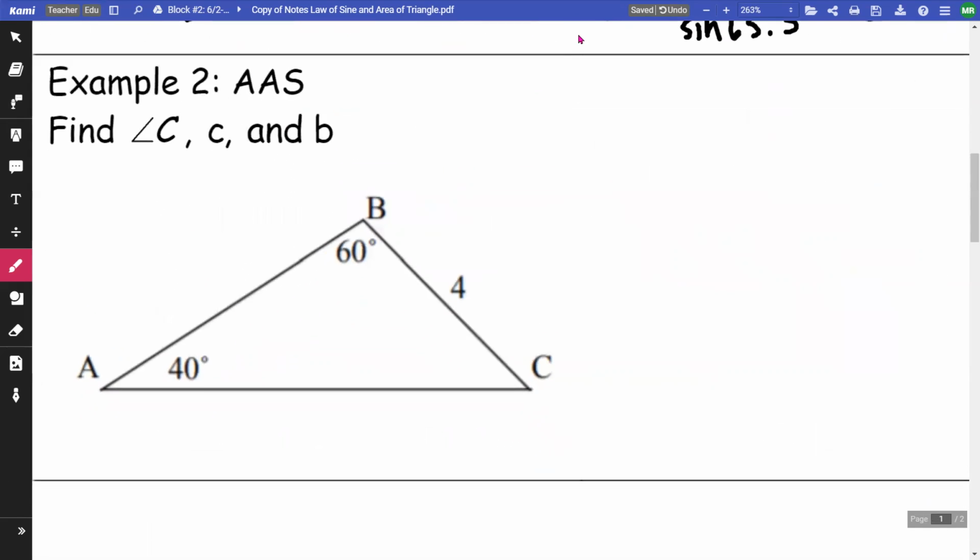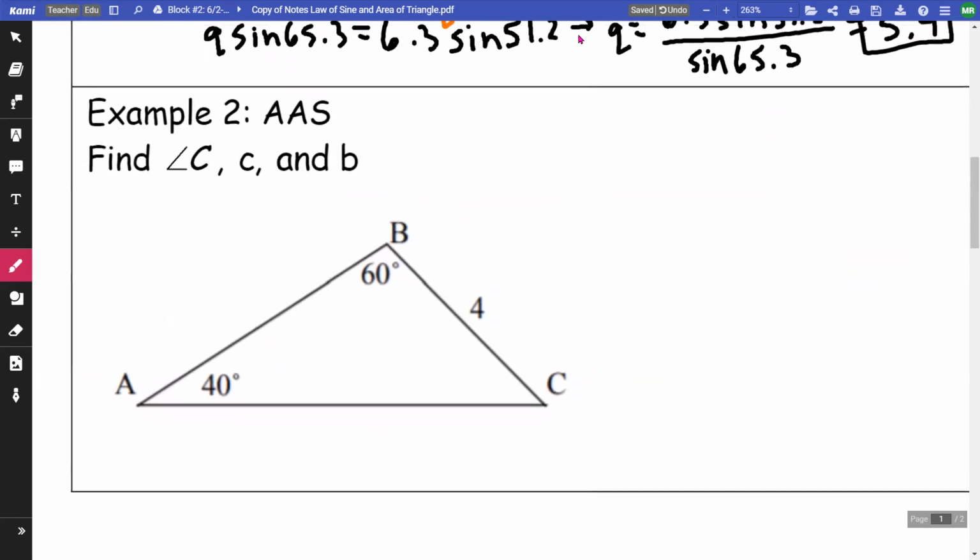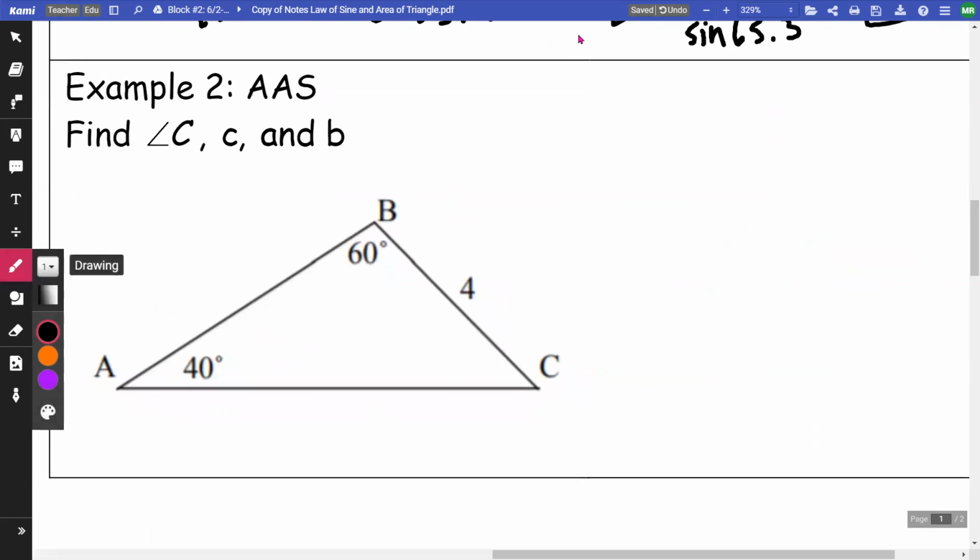Okay, this next example is an angle side. So you'll notice that I have this angle, I have this angle, and I don't have the side in between. That would have been angle side angle. I have the side outside of that. Okay, so that's angle side. But again, if I have two angles, I can always find the third. So finding C will be my easy part of this.